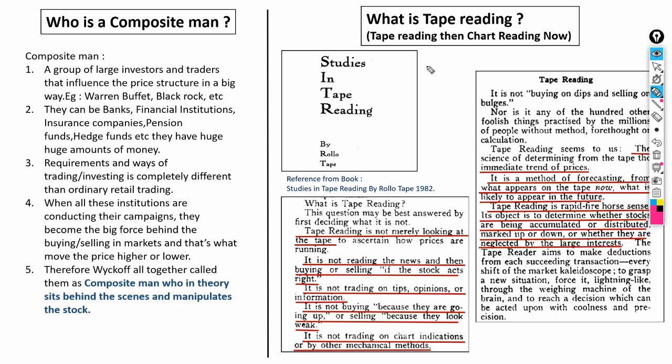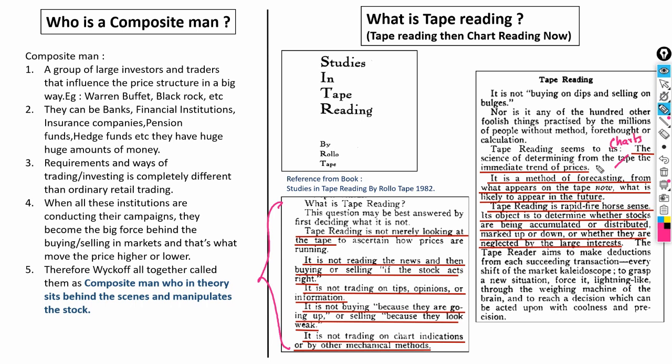Okay, so it was tape reading during those times, and for us now it is chart reading. You can go through all these points on what exactly is meant by tape reading. So we are quickly going to summarize here. It is the science of determining from the tape the immediate trend of the prices. For us now it is going to be charts.